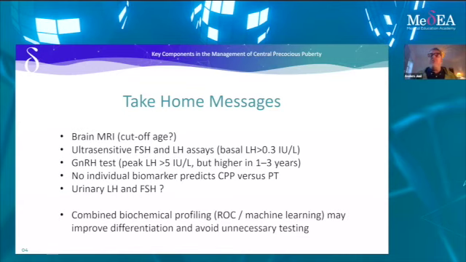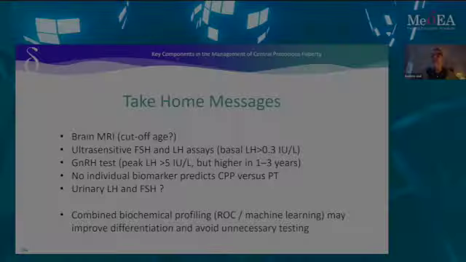We may lend some support and hope to new markers such as urinary LH excretion because it reflects the overnight pulsatile LH secretion. But I think the take-home message is probably that if we combine several clinical and biochemical parameters in a joint model, PCA, principal component analysis, using machine learning, we may in the future be better to identify those children who may not only avoid unnecessary GnRH testing, but also avoid unnecessary brain MRI, and importantly, avoid GnRH analog therapy unless it is indicated.